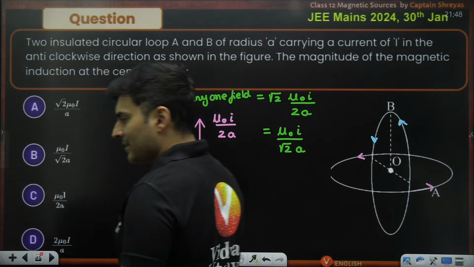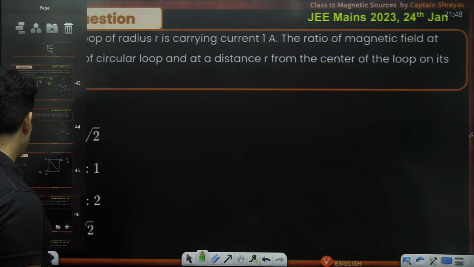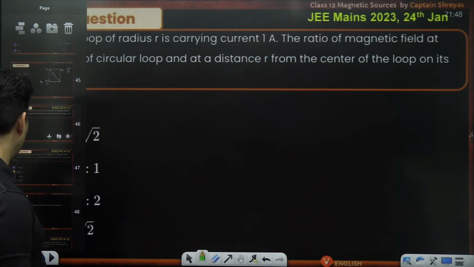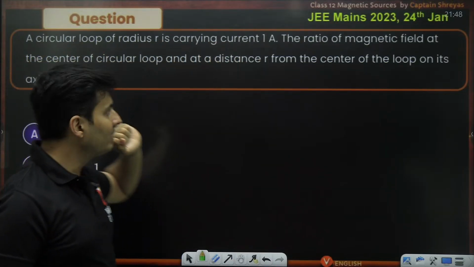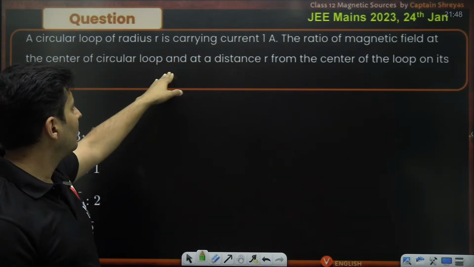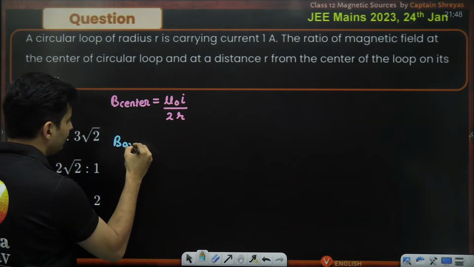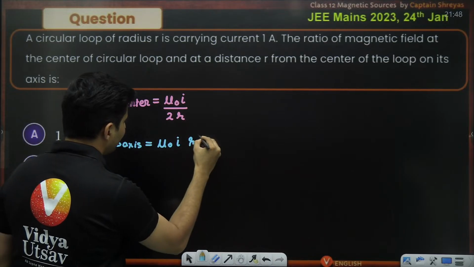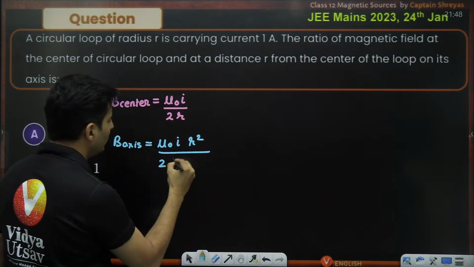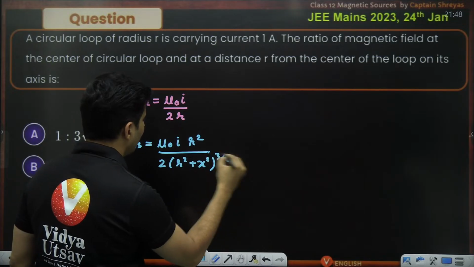Got it? Very simple. These kinds of questions are again very common. Then there is another type of question, related to the axis of the loop. A circular loop carries some current. The magnetic field at the center of the loop and at a distance r from the center of the loop is asked. The formula on the axis goes like this: mu naught I r square divided by 2 times r square plus x square raised to 3 by 2.